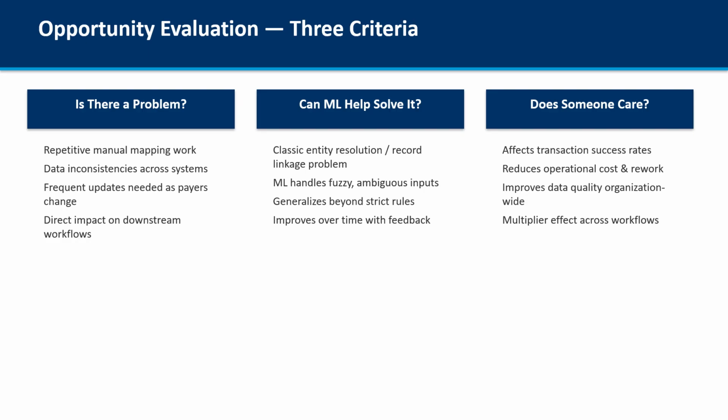Now, to evaluate whether this is a good ML opportunity, we look at three criteria. First, is there a real problem? Yes, this is a clear operational pain point involving repetitive manual work and inconsistent data. Second, can ML help? Yes. This is a classic entity resolution problem where ML can identify patterns across messy and ambiguous inputs. Third, does someone care? Absolutely. Mapping accuracy directly impacts transaction success rates, operational cost, and revenue outcomes. So, overall, this is a strong candidate for a machine learning solution.